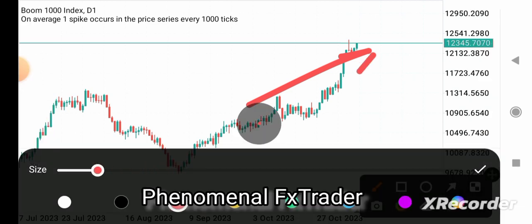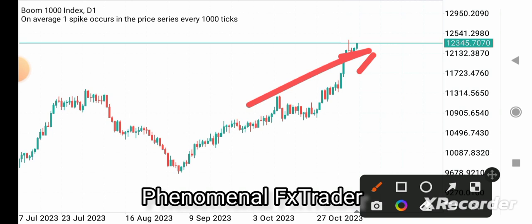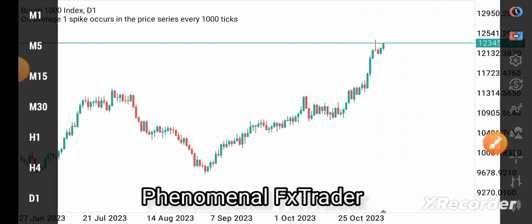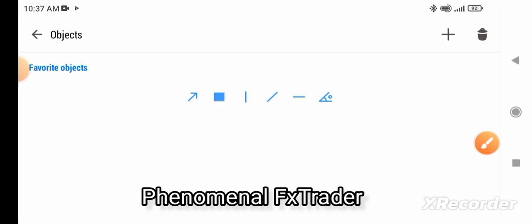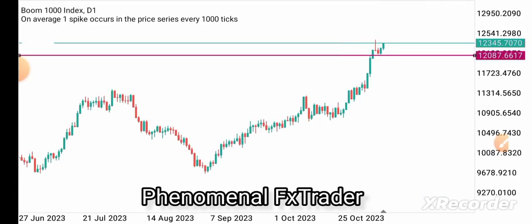Since we won't be waiting for the market to do all the formations, I'll just be backtesting what has already happened in the market. But clearly we can see that there is a zone here, around this place in the market. We are on the 1 minute and the daily time frame, so that's a very big zone in the market. So we can easily place a horizontal line at that point here.